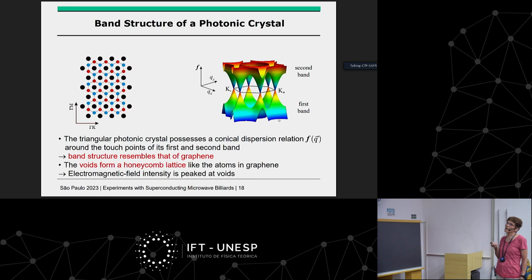In this case, the black circles are the metallic cylinders, and the voids in between form this hexagonal lattice. The electric field is essentially distributed in that region, and it forms the hexagonal lattice because it's peaked at the voids between three cylinders. So in this case, it's the electric field which forms this graphene structure.